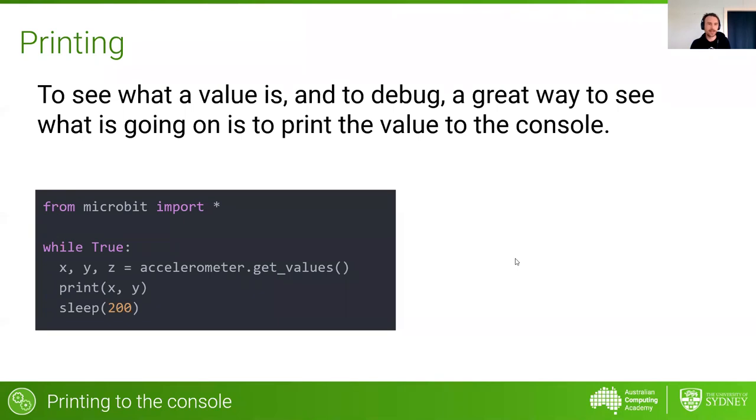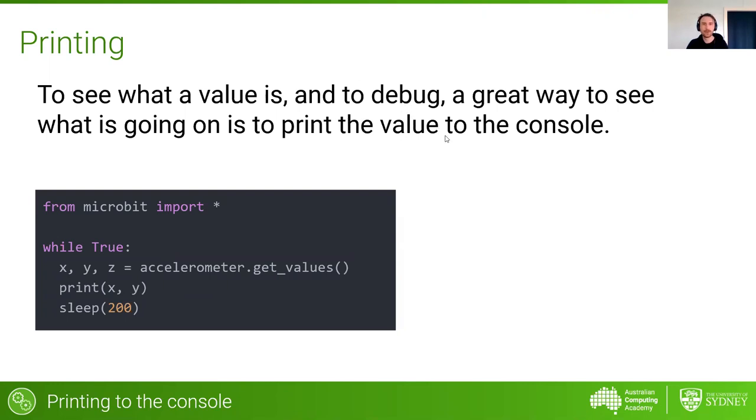But taking information from the real world and deciphering what it actually means can be a little bit tricky. And so a way that we can do that is we can get values from the real world and print them to the console to see what those things actually mean.